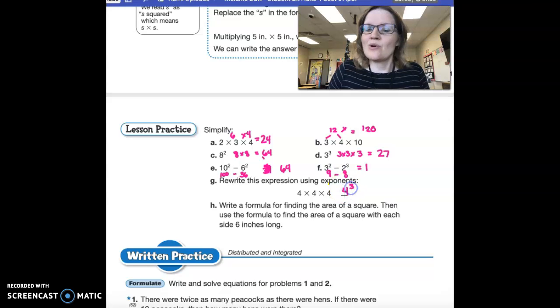4 to the third power, or 4 cubed if you would like. Write a formula for finding the area of a square. Then use the formula to find the area of a square with each side 6 inches long. So our area equals our side squared would be our formula. So to have the area for a square that's 6 inches long, we would have 6 squared, and that equals 36 square inches.